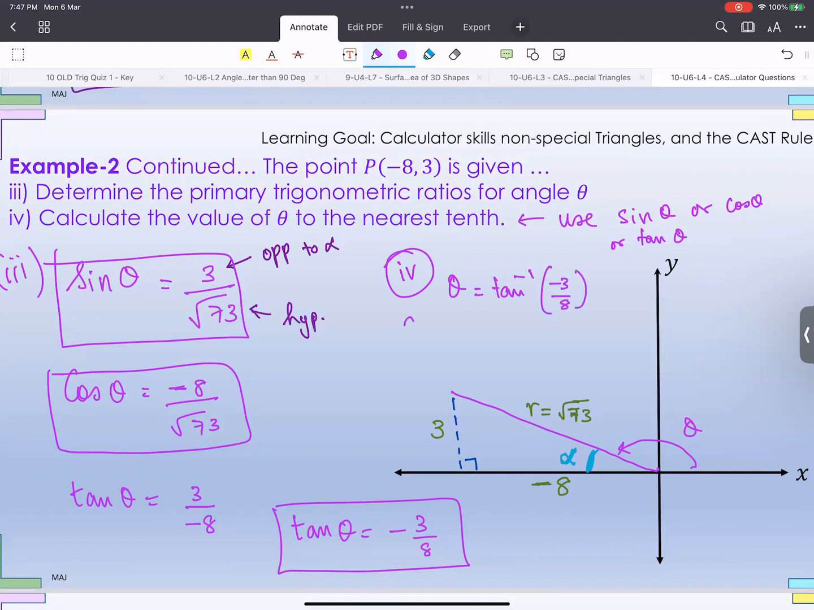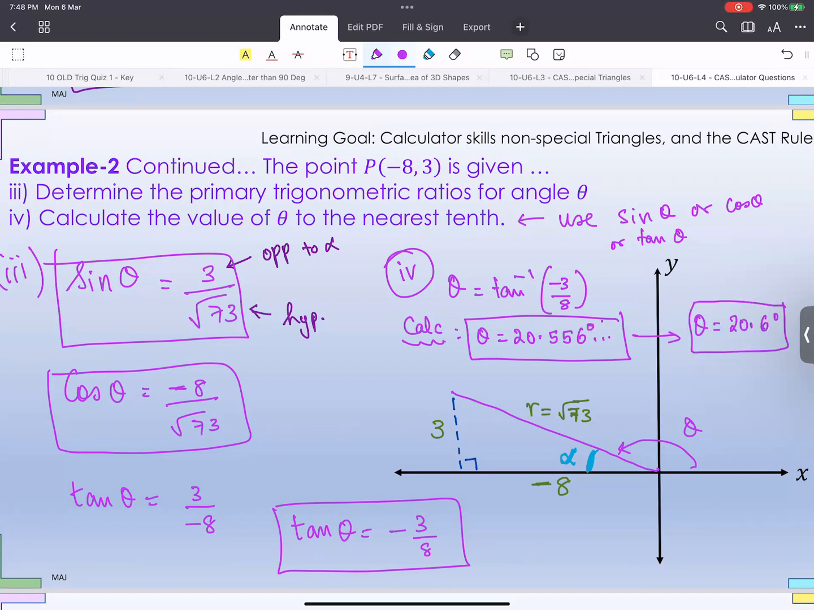Type that into the calculator. You're going to end up with 20.556, or rounded to 3 significant figures, it'll be 20.6. Make sure your calculator is in degrees, right? We're working in degrees here. So that's the second example.